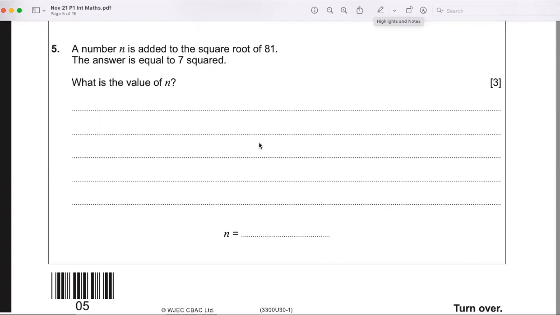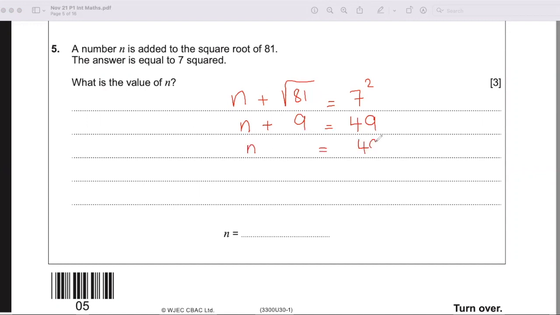Question 5. A number n is added to the square root of 81. So n is added to the square root of 81, and the answer is equal to 7 squared. What is the value of n? So basically you've got n plus the square root of 81, which is 9, and that is equal to 49. So your n is just 49 take away 9, and n equals 40, and that's your final answer.